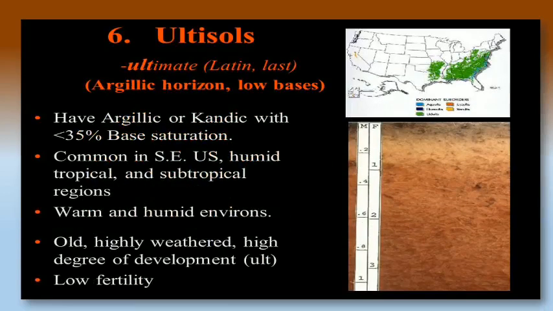Next is the ultisols. Ultisols have an argillic or kandic horizon with less than 35% base saturation, common in the US in humid tropical and subtropical regions. It is a warm and humid environment. Ultisols are old, highly weathered, with a high degree of development, and have low fertility.